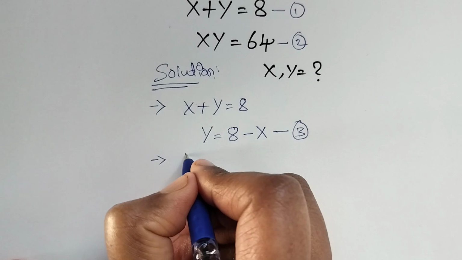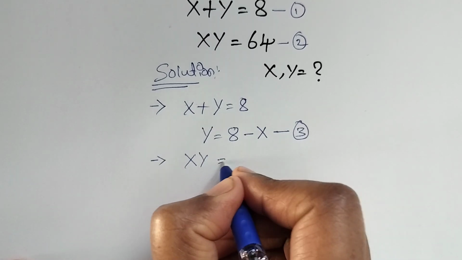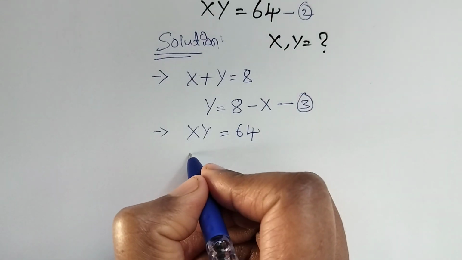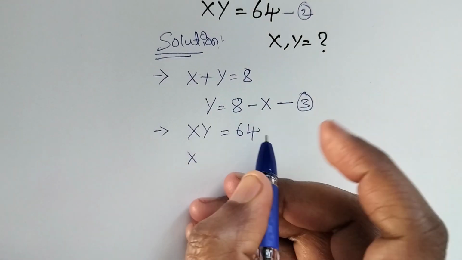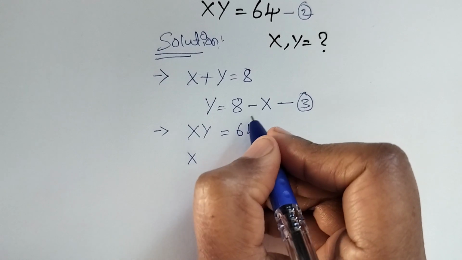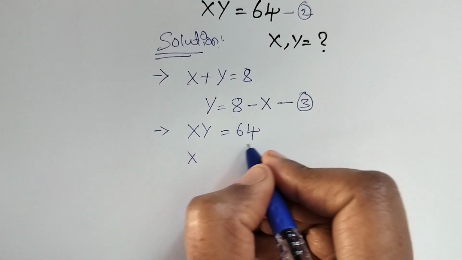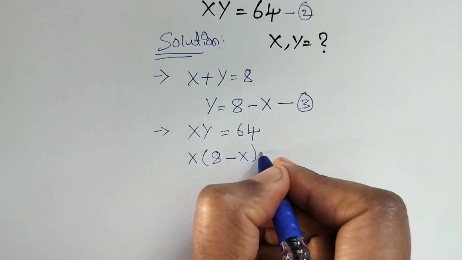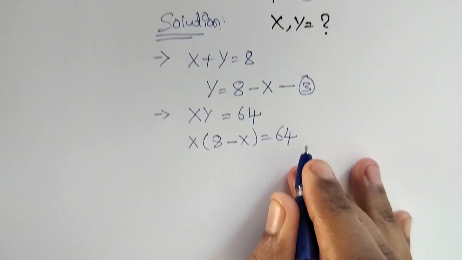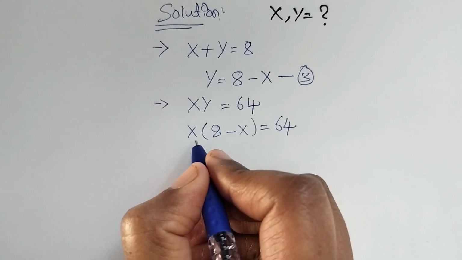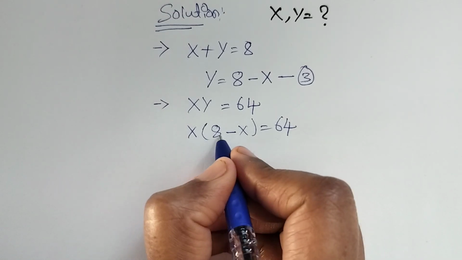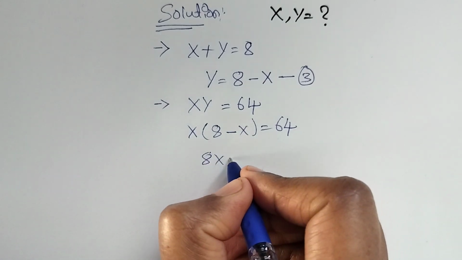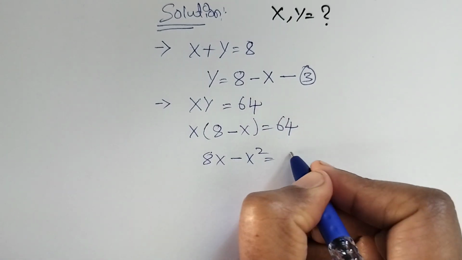So now take this equation 2. In this equation, just substitute the value of y. So now it will be x times (8 minus x) is equal to 64. So now multiply these two terms. So now it will be x times 8 which is equal to 8x, and x times x is x square, is equal to 64.